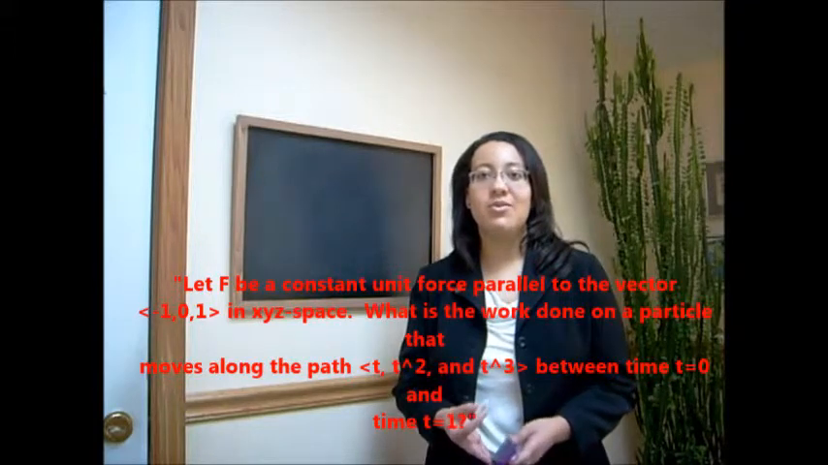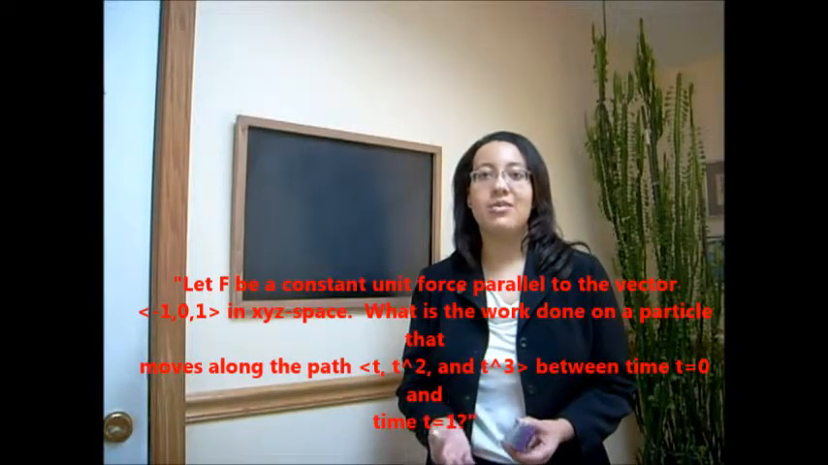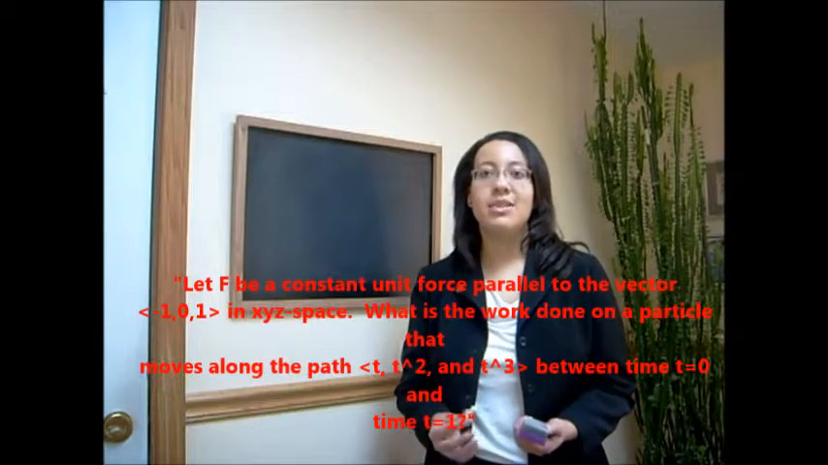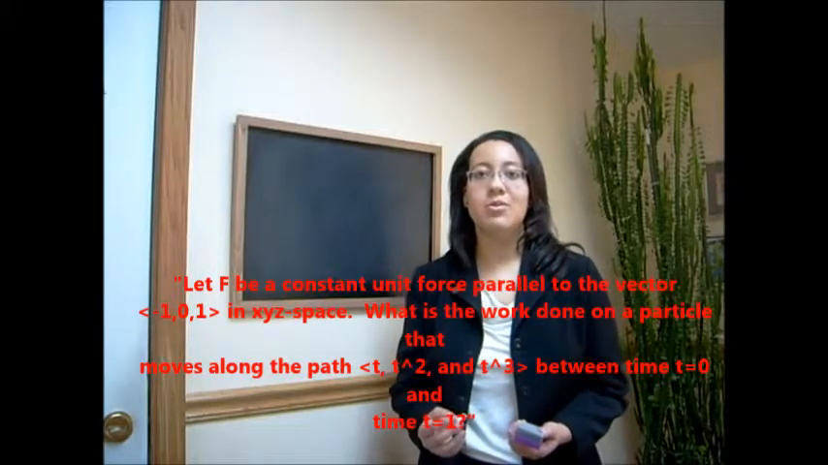One of my favorite subjects in math is using the dot product and line integrals to be able to determine the work done on a particle. Today, the problem that I will be solving is as follows. Let F be a constant unit force parallel to the vector -1, 0, 1 in xyz space. What is the work done on a particle that moves along the path of t, t squared, and t cubed between time t equals 0 and time t equals 1?